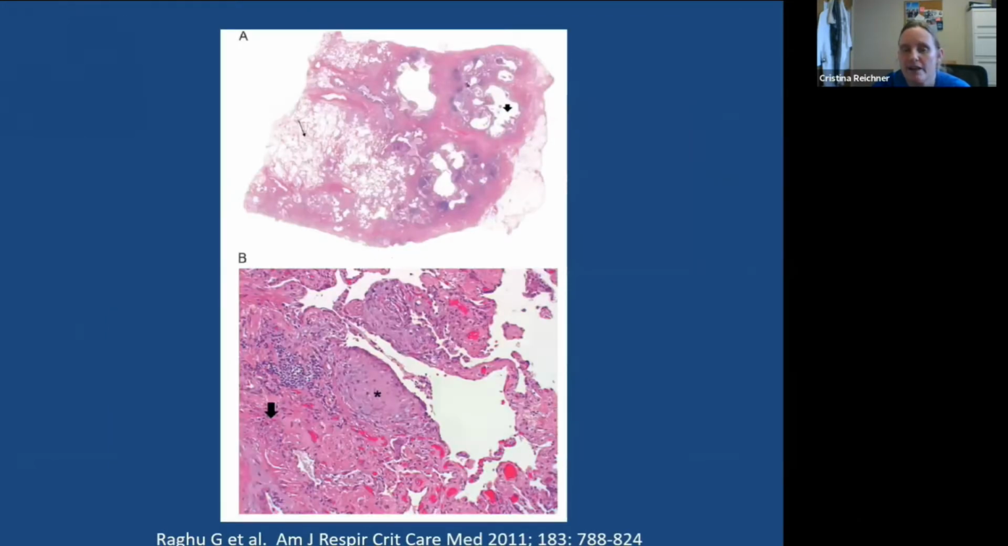So this is on pathology what it looks like. It's a very heterogeneous disease, meaning that you will have normal lung tissue and then areas of fibrosis. And if you look closely, you can see that the alveolar interstitium is very thickened, and then you have these fibroblastic foci, and that is helpful in the diagnosis of IPF.